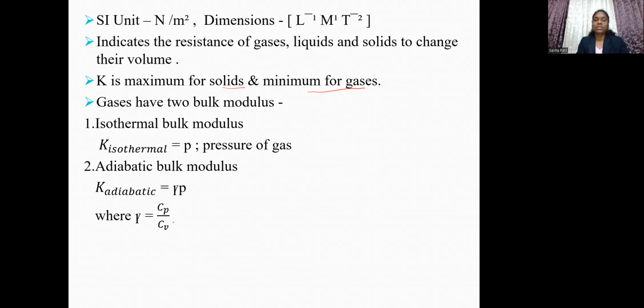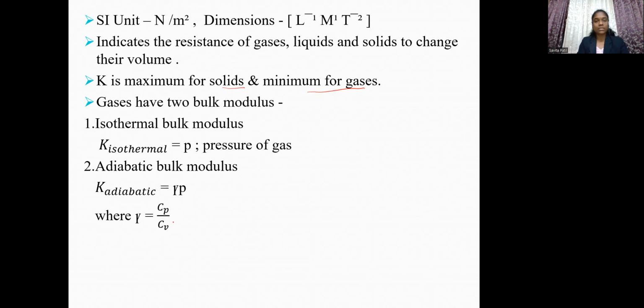As bulk modulus indicates resistance of gases, liquids, and solids to change their volume, this bulk modulus is the property of gases, liquids, and that of solids. So this is all about bulk modulus.